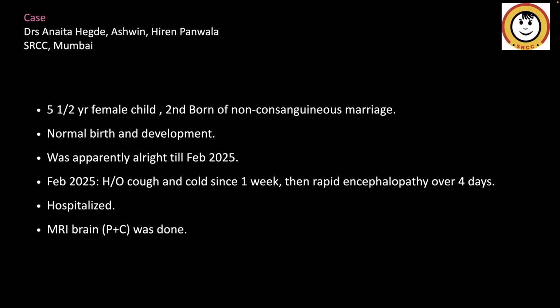So this is a case of a 5.5-year-old girl, second born of non-consanguineous marriage with normal birth and development. She was apparently all right till Feb 2025. In Feb 2025, she had a history of cough and cold since 1 week, and then there was a rapid encephalopathy over the next 4 days. She was hospitalized outside at that time, and the first MRI was done.